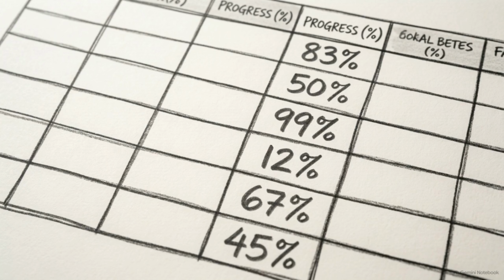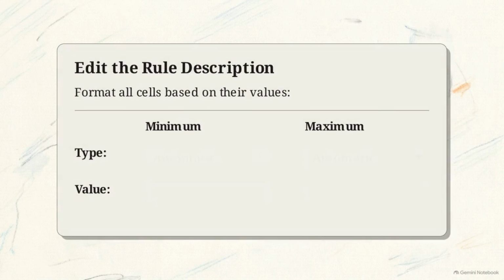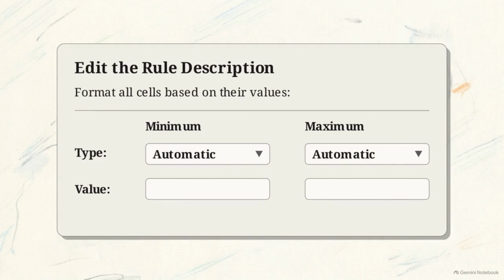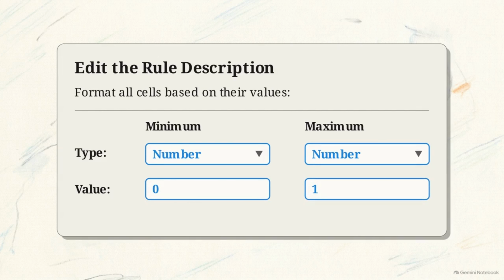We can now embed progress meters directly inside these percentage cells using conditional formatting data bars. This highlights a critical software trap. Excel defaults the minimum and maximum scaling to automatic, distorting the bars. You must change the type to number, strictly setting the minimum to 0 and the maximum to 1.